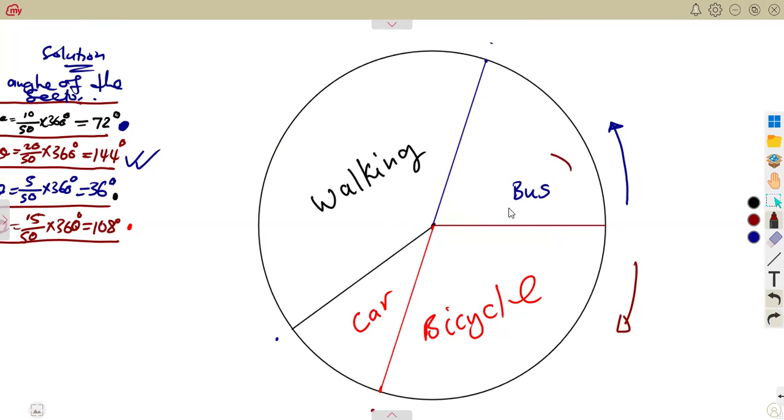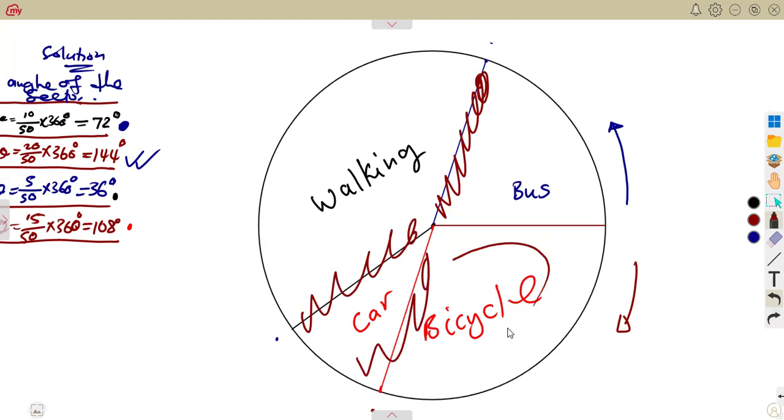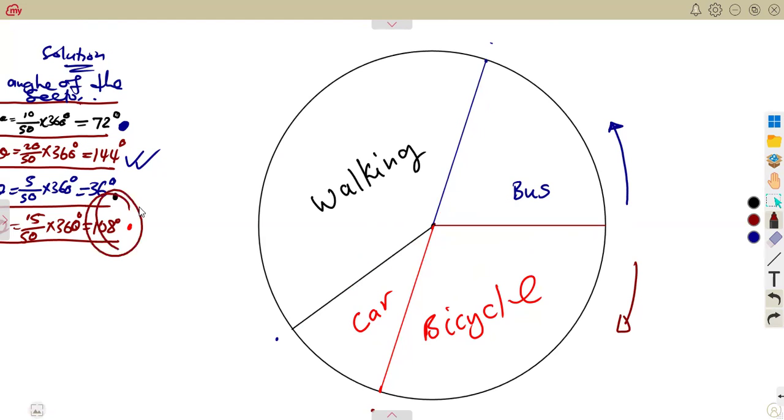As you measure the first one by bus, the radius that is there becomes your new radius. You measure from that radius, and this becomes your new radius, and this becomes your new radius. The last sector automatically must be equivalent to the angle that is left, approximately.